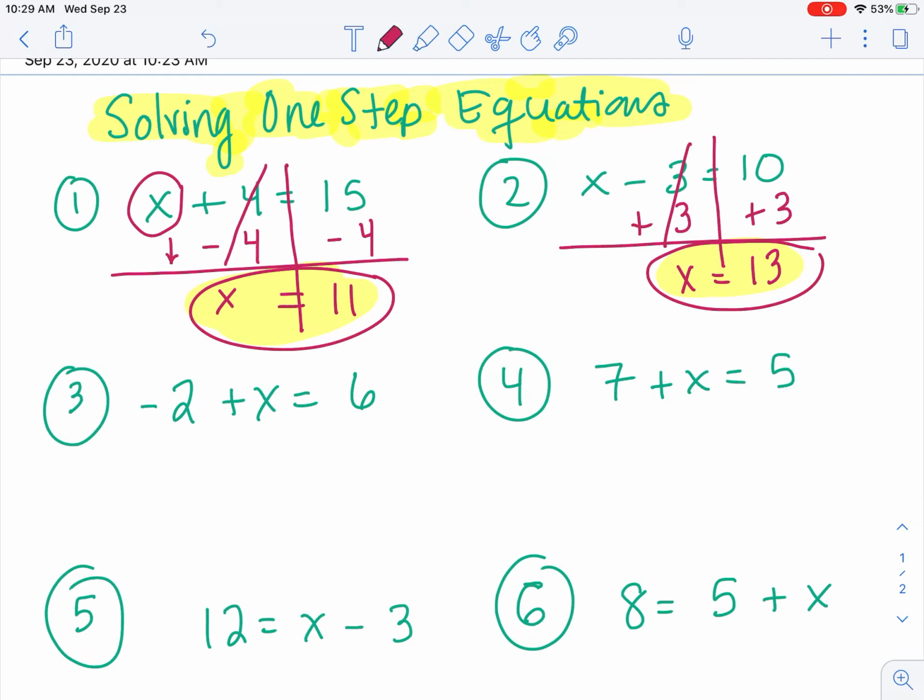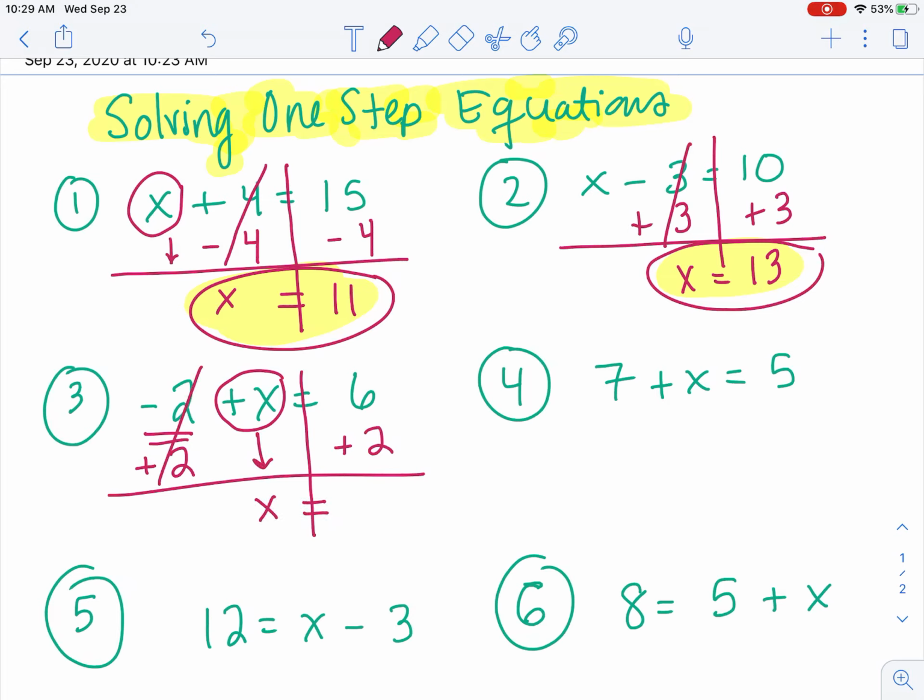So let's try number 3. Again, I draw my line. I want to get x by itself, so I leave x where it is, but I have to move this number that's nearby it to the other side. So how do I move a negative 2? Well, I do the opposite, which means I add 2. When I do it to the left, I have to do it to the right. On the left, it cancels. My x just comes down. 6 plus 2 is 8, and I'm done. Okay, opposite operations always. If it's a minus, you do plus. If it's a plus, you do minus.